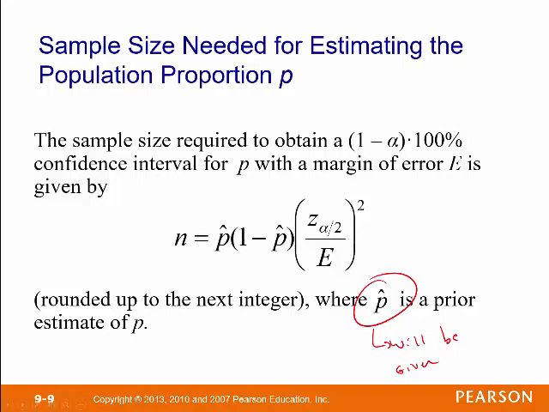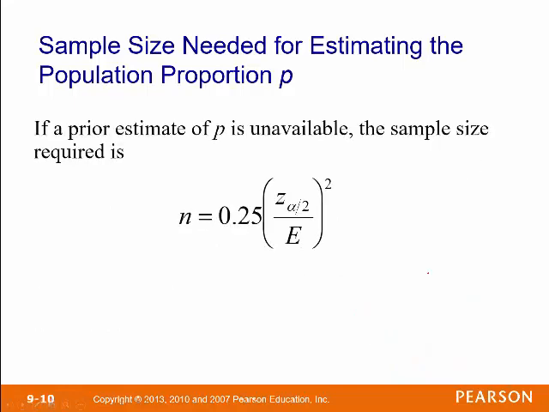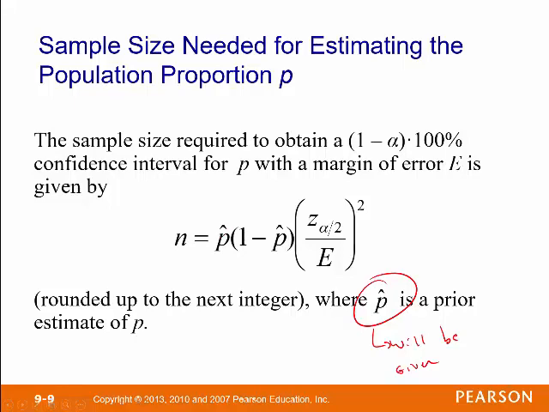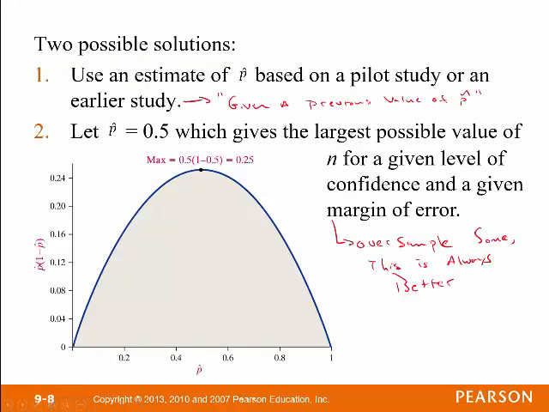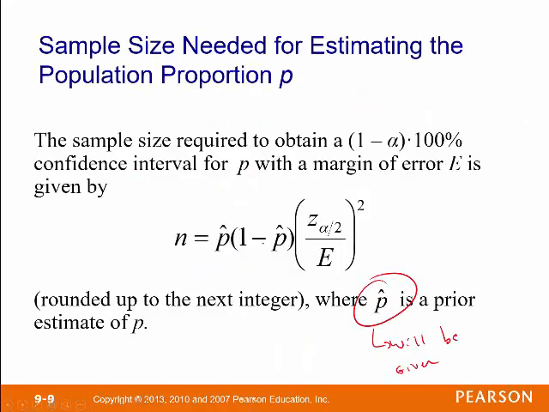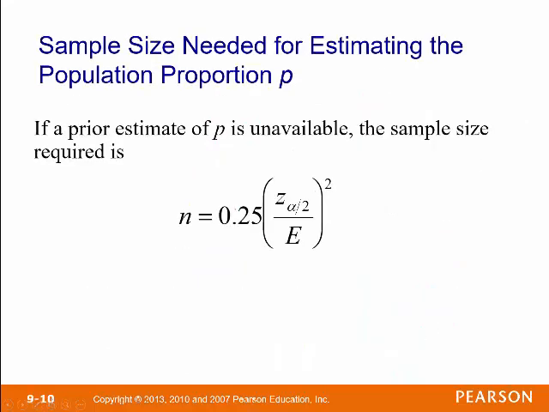If p hat is not given, you're just going to use this. If a prior estimate of p is unavailable, this is the sample size. So where does this 0.25 come from? Well, it's p hat times 1 minus p hat, so you're just going to let p hat be equal to 0.5. 0.5 times 0.5 is 0.25. So it's 0.25 times the critical value divided by E, squared.